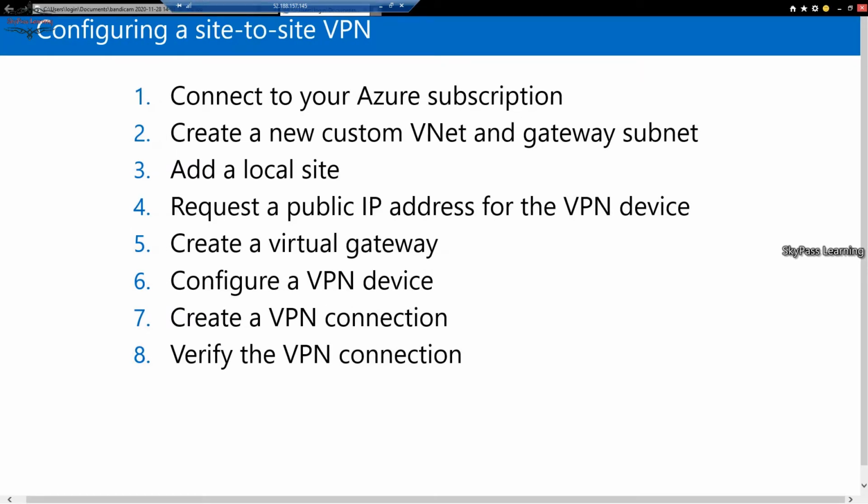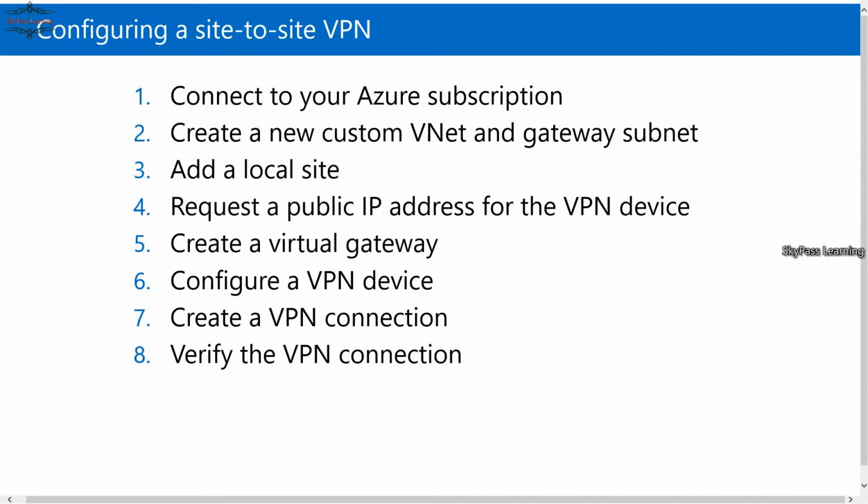First we have to connect to the Azure subscription, could be through the portal, could be through shell, whichever way you want. Then we have to configure a VNet along with a gateway subnet. Normally we configure a VNet just for network purposes and we are not configuring a gateway subnet in it, but here we have to configure it. We need to add the local site and add the public IP of our VPN device.